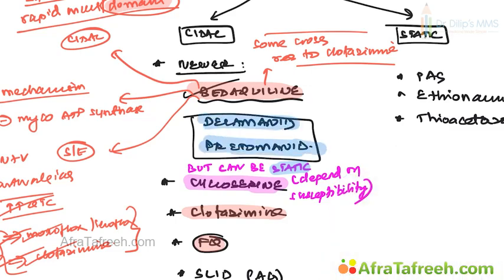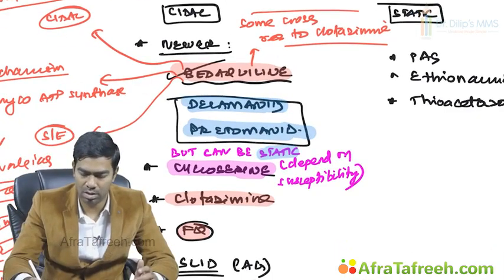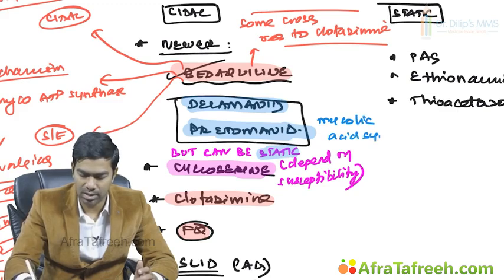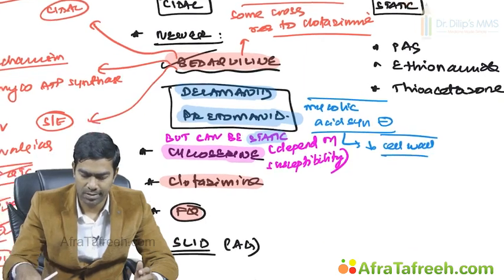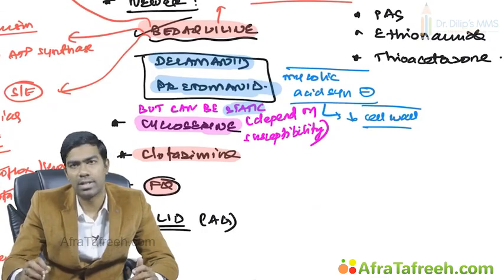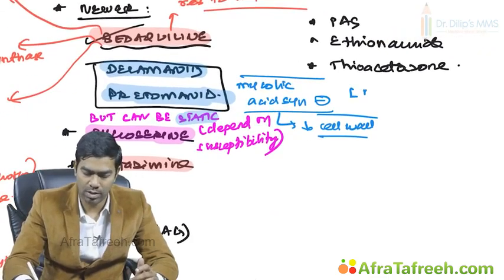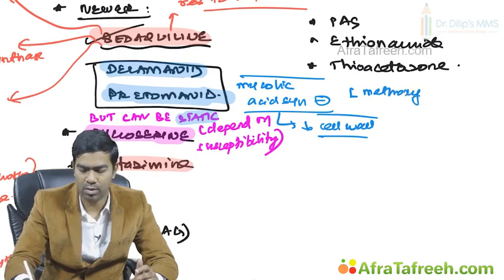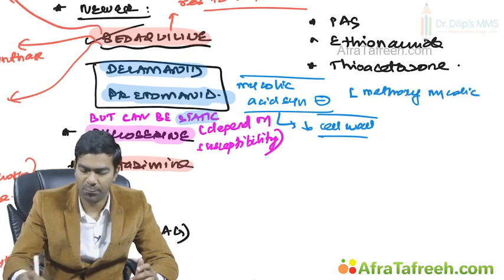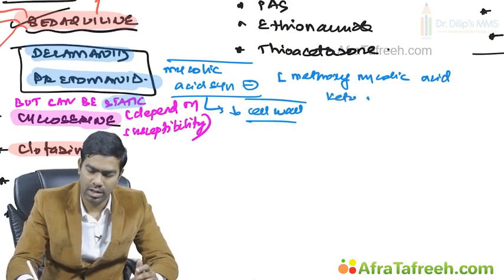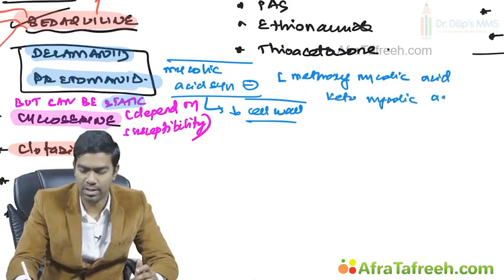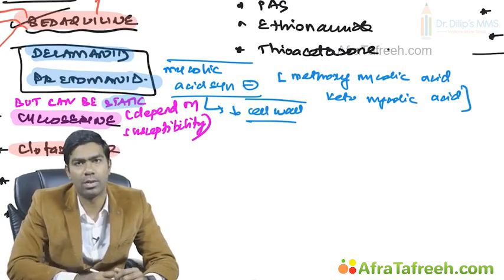This is delamanid and pretomanid, which belong to the same class, called mycolic acid synthesis inhibitors. These are mycolic acid synthesis inhibitors, which means they are going to reduce the production of the cell wall. Clear? So which mycolic acids are they going to reduce the synthesis of? It's going to reduce the methoxy mycolic acid, and next is the ketomycolic acid. These are the two mycolic acids whose synthesis delamanid and pretomanid are going to inhibit.